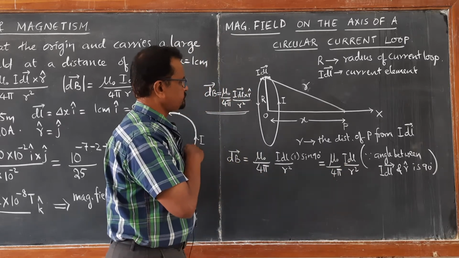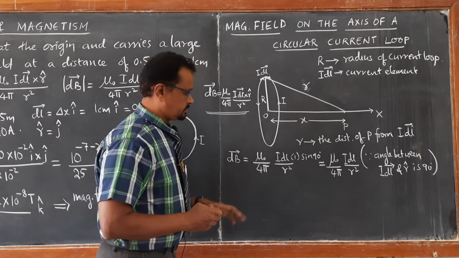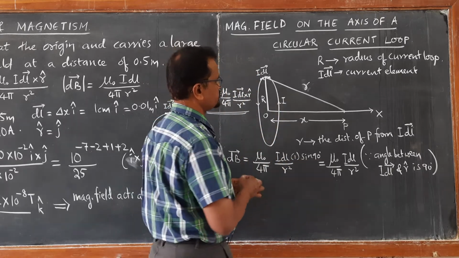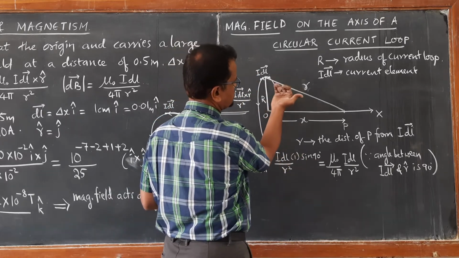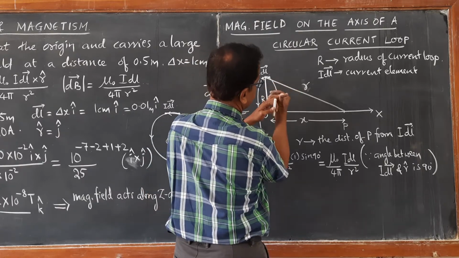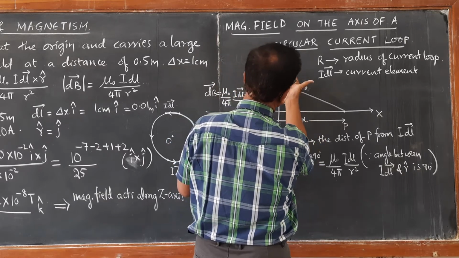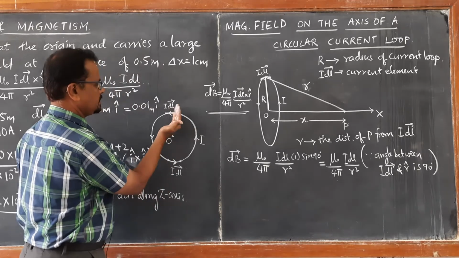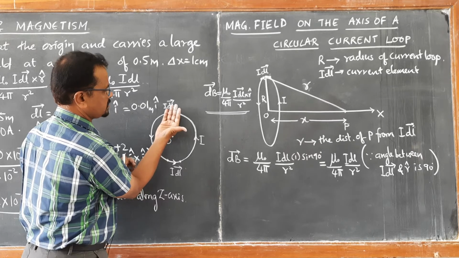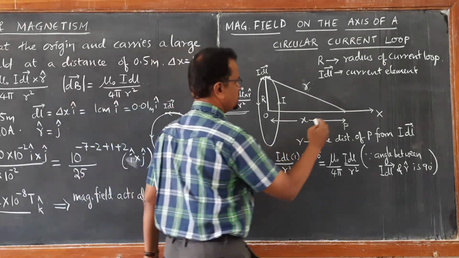So that's fine. This is the magnitude. What about the direction? Direction: you see, Idl cross r. You are taking this Idl and cross r. You see the thumb, the thumb is sideways. Idl cross r, it is like this. So the magnetic field will be somewhat in this direction.